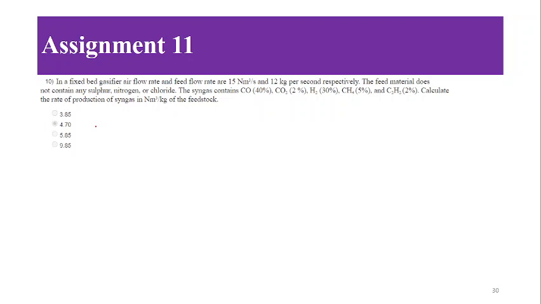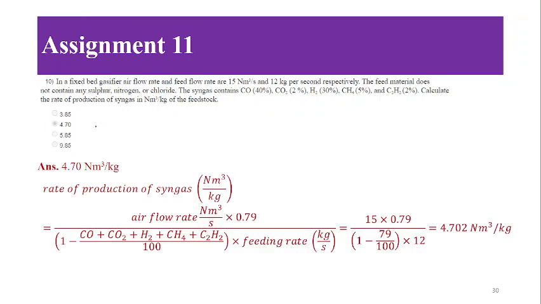So in the week 11, we were given the relation for the rate of production of syngas, and this relation is shown here. So we know the air flow rate, and we need to multiply that with the 0.75, which is the mole percent of the nitrogen which is present in air. Then in the denominator, we subtract all the other components of the syngas, which are CO, CO2, hydrogen, methane, and acetylene, and multiply it with the feeding rate in the denominator, and at the same time maintaining the units here. So this is n meter cube per second and this is kg per second. So here we get the value by plugging in the values and maintaining the unit as 4.702 n meter cube per kg, which is the second option here.